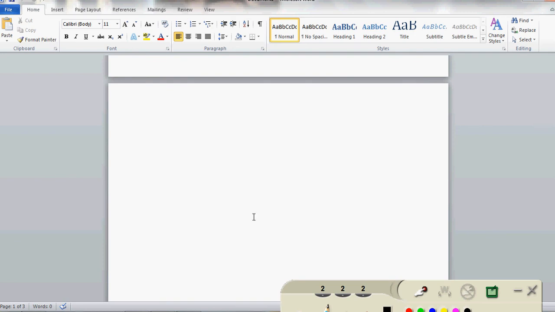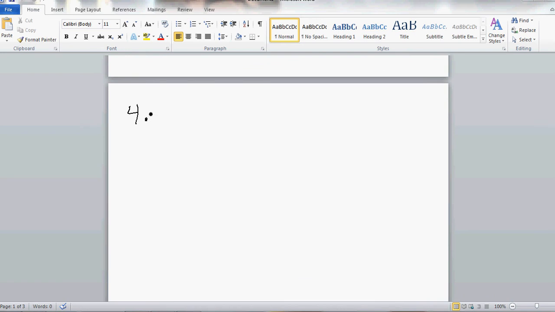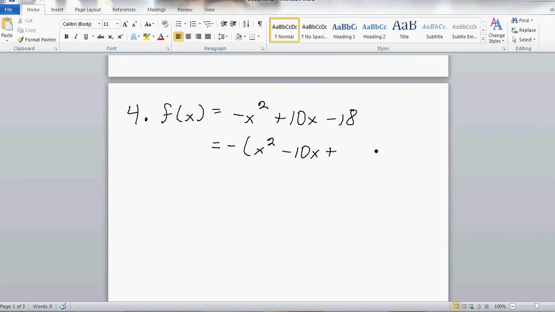Number 4. Number 4, we have f of x equals negative x squared plus 10x minus 18. And the first thing we have to do is to get it into a usable form. Well, we need to pull that negative out, so that's going to be negative x squared, and we have to change the sign so that we haven't changed anything, plus 10x, and then we're going to complete the square eventually, but we have this minus 18 out here.